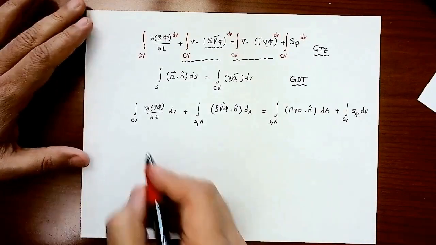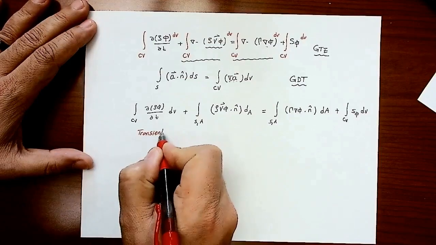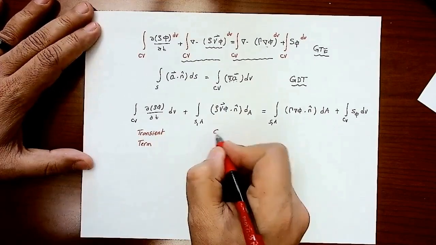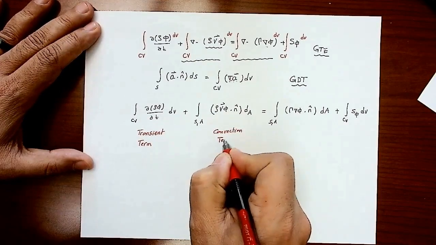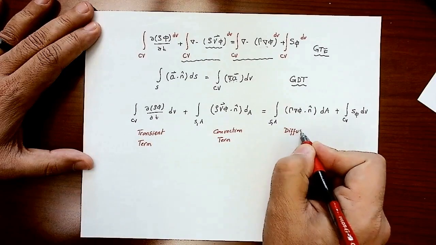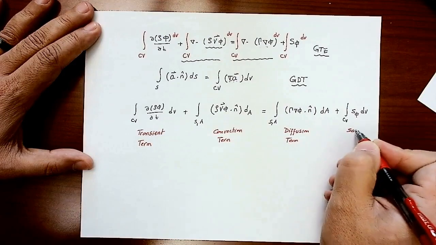Again, this is my transient term in the integral form. This is the convection term. This is the diffusion term. And this is the source term.